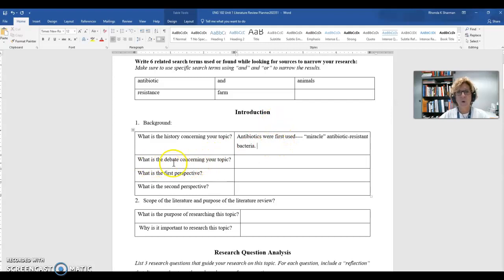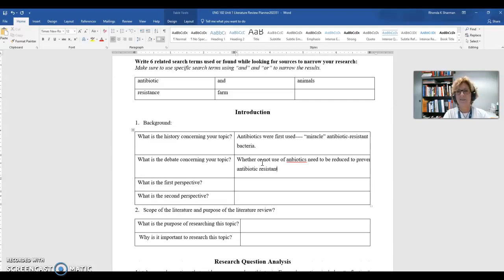The next question is, what is the debate? So what is, and again, this really could be your topic. Basically in this example, it would be whether or not use of antibiotics need to be reduced to prevent antibiotic resistant germs. Oops. Antibiotics. Let's see if we can spell this correctly.